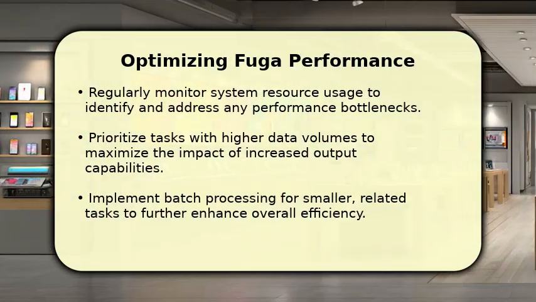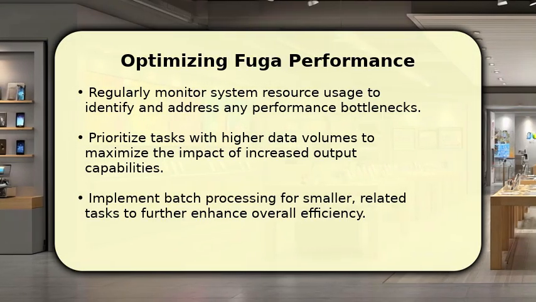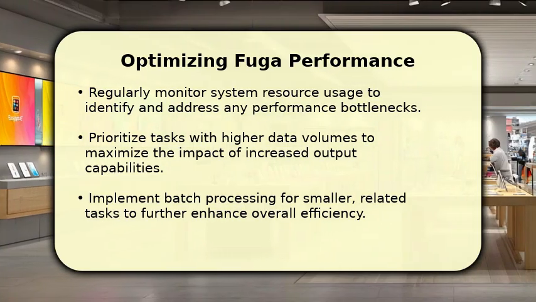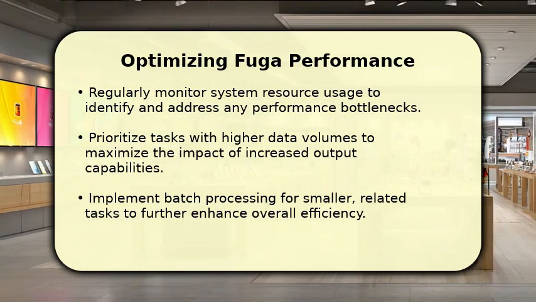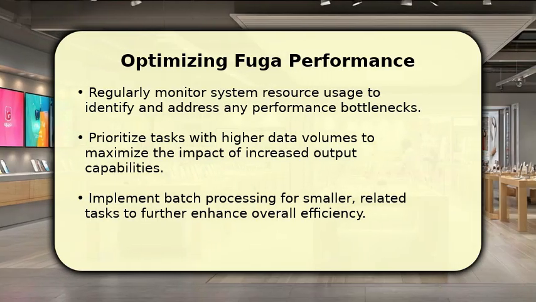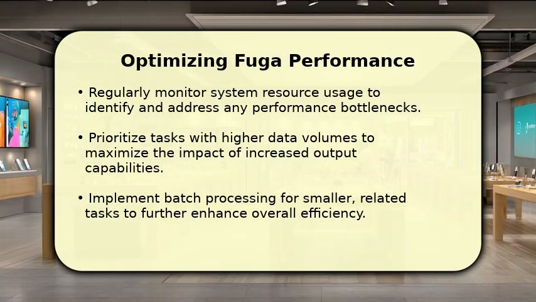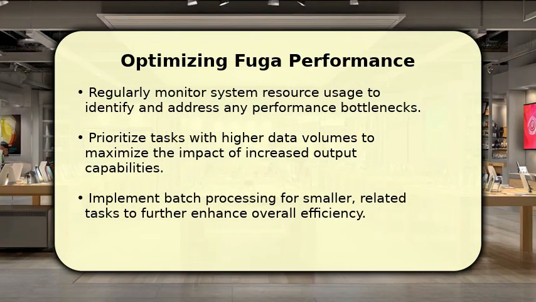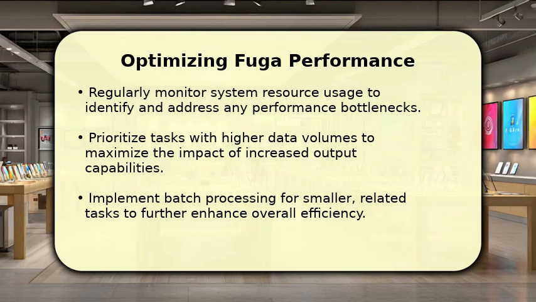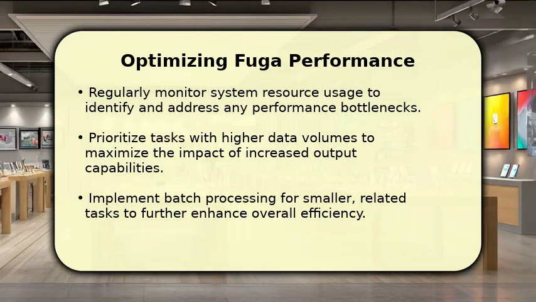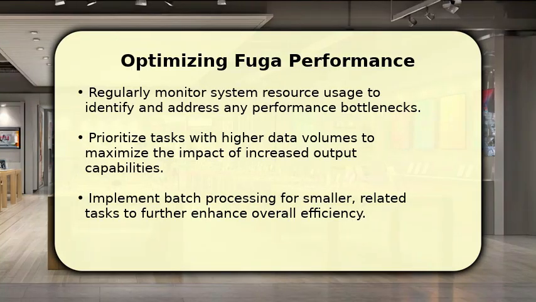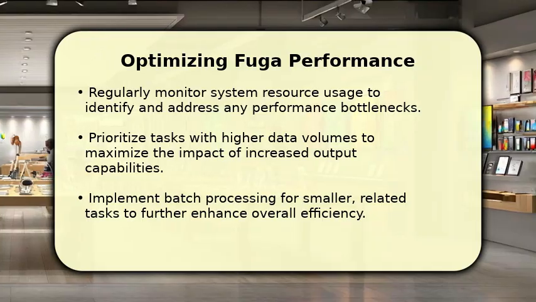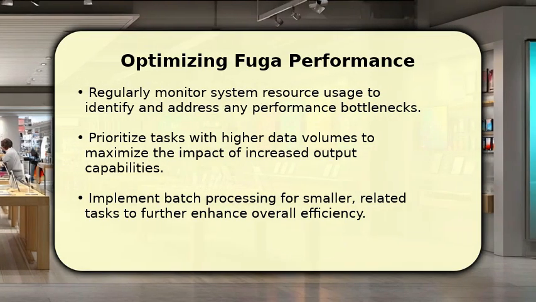To truly optimize your Fuga performance, consistent monitoring is key. Keep a close eye on your system's resource usage to quickly pinpoint and resolve any potential bottlenecks. A smart strategy is to prioritize tasks involving larger data volumes. This ensures you're fully leveraging Fuga's enhanced output capabilities where it matters most. Additionally, consider implementing batch processing for smaller related tasks. This approach can significantly streamline operations, boosting overall efficiency by another 15 to 20%.